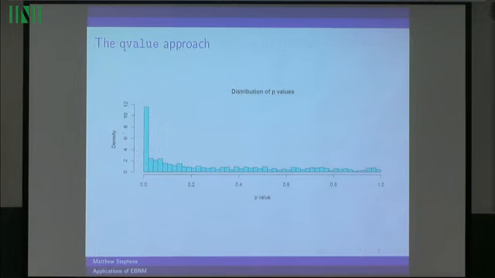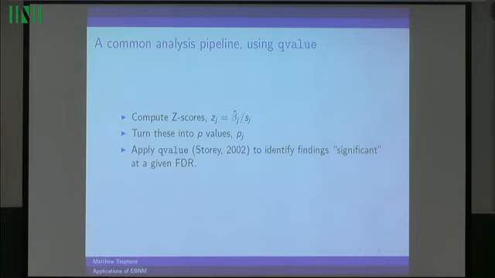They basically compute z-scores from the beta hats and the standard errors, or maybe t-scores if you prefer, turn these into p-values, and then they use this method from John Storey to identify findings that are significant at a given false discovery rate, or put another way, to estimate the false discovery rate at any given threshold. So I'll just tell you a little bit about how that method works so that we can contrast it.